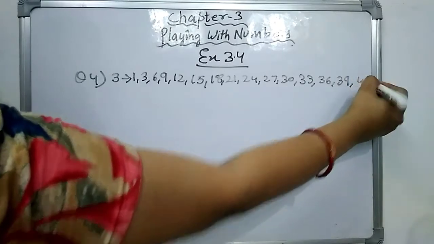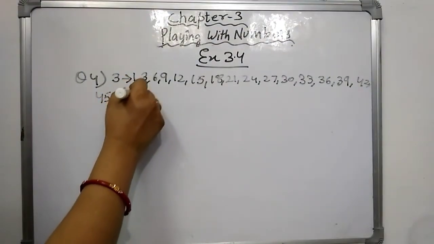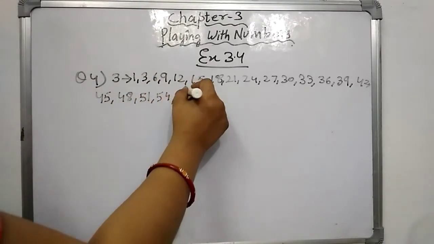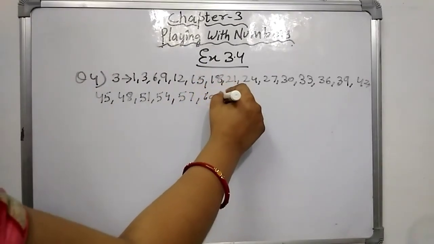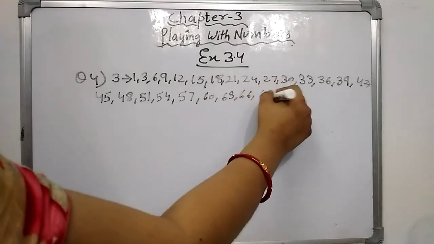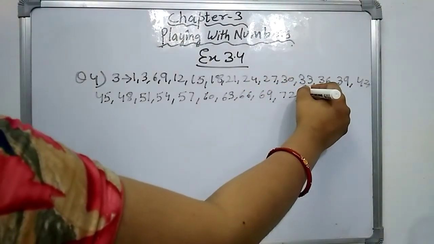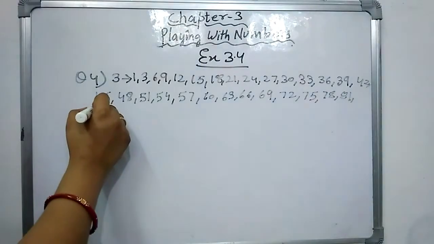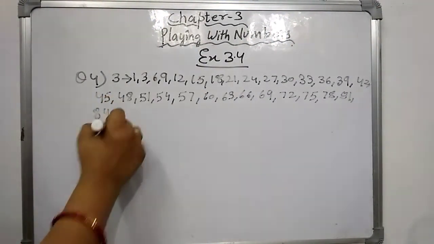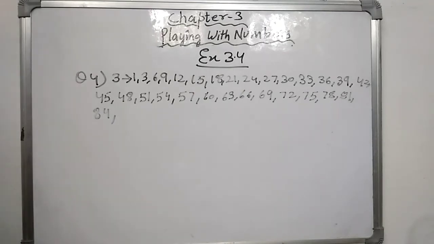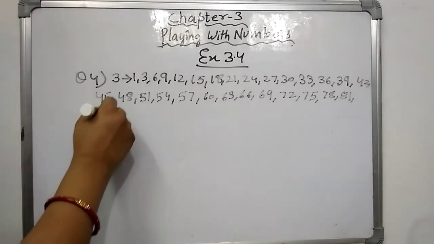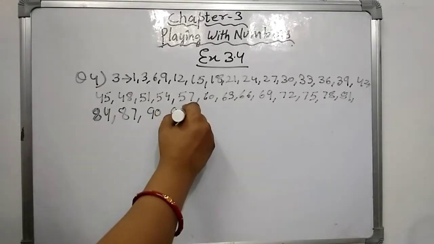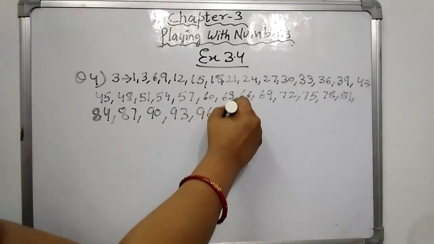39, 42, 45, 48, 51, 54, 57, 60, 63, 66, 69, 72, 75, 78, 81, 84, 87, 90, 93, 96 and 99.